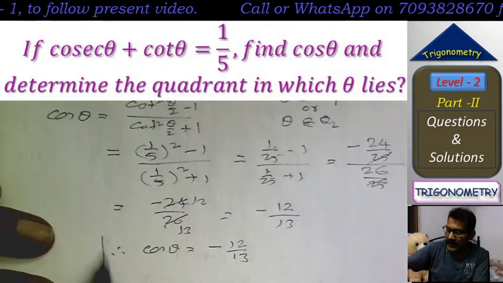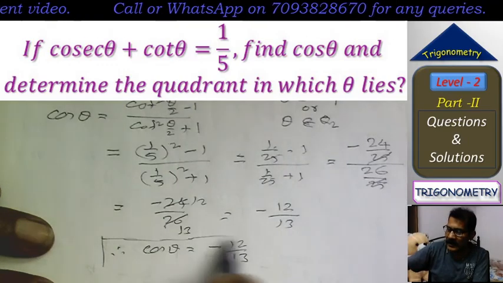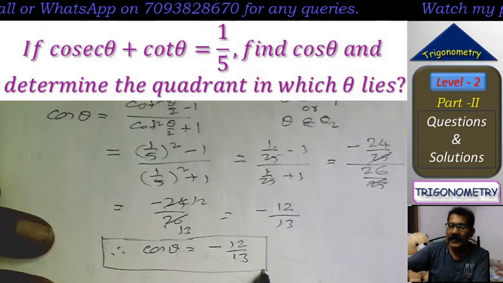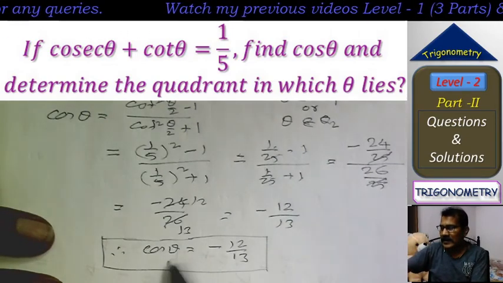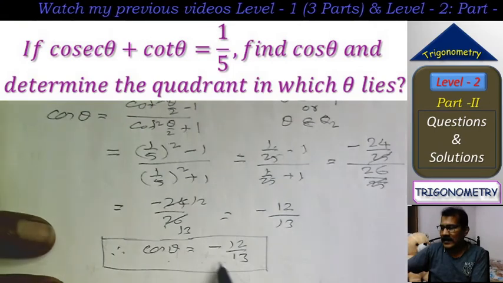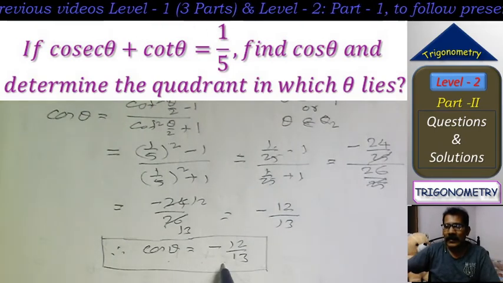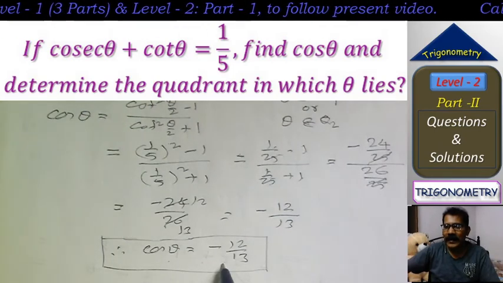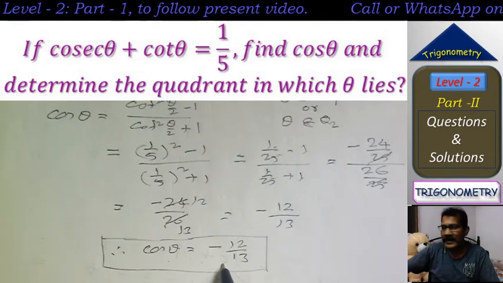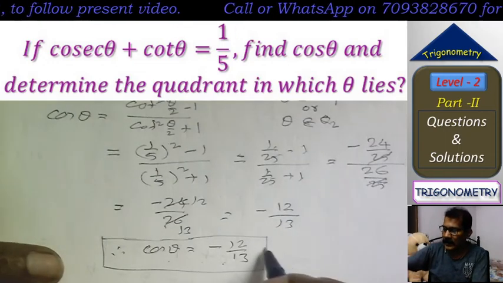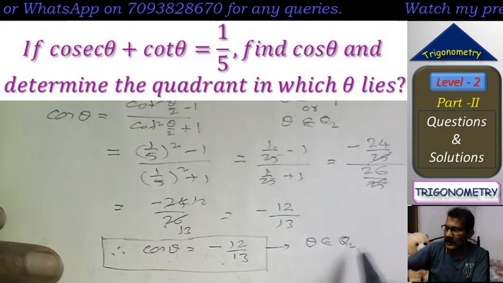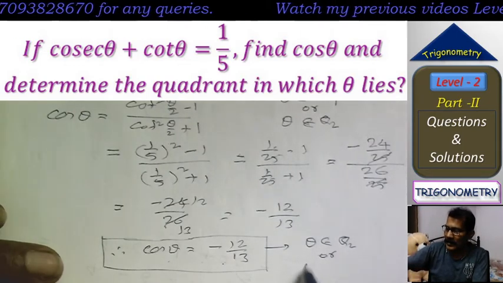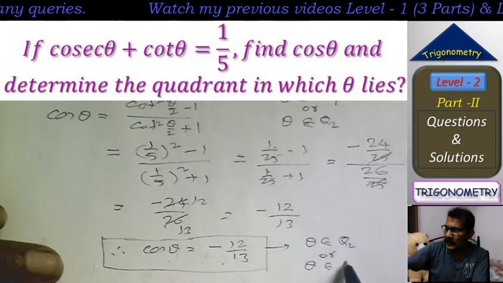In the question, it is asking to find the cos theta value. We got the cos theta value. And further, it is asking in which quadrant theta lies. Here, cos theta is negative. Cos theta is negative is possible only in the second and third quadrant. According to this result, theta must belong to the second quadrant or the third quadrant.